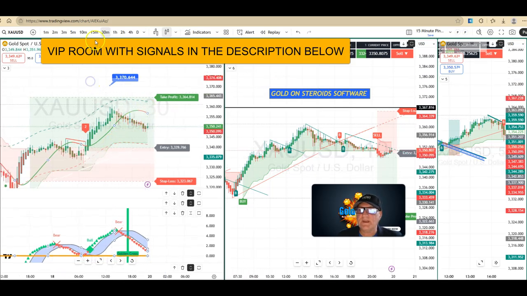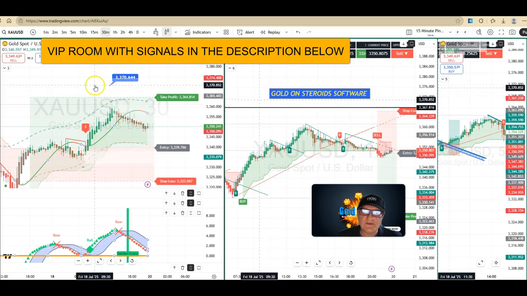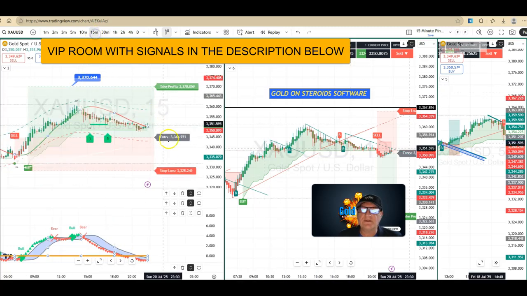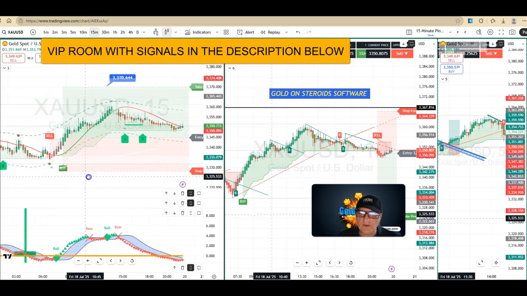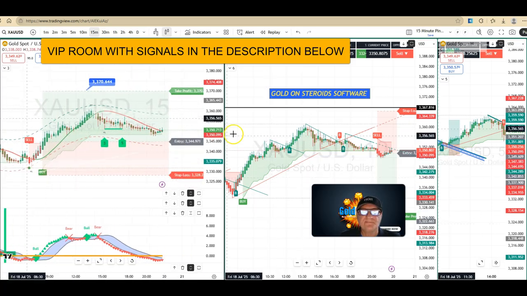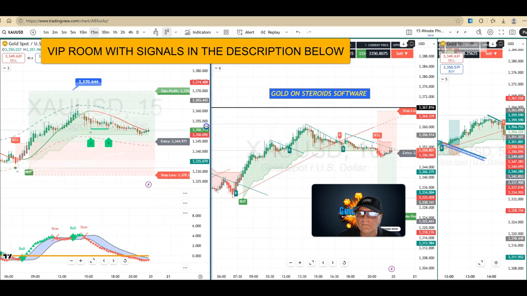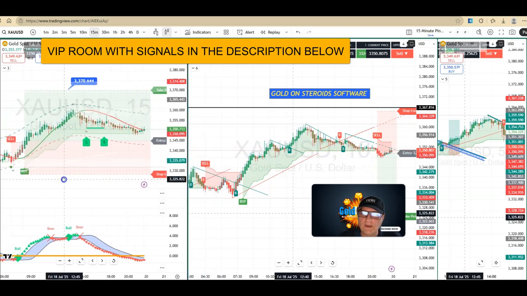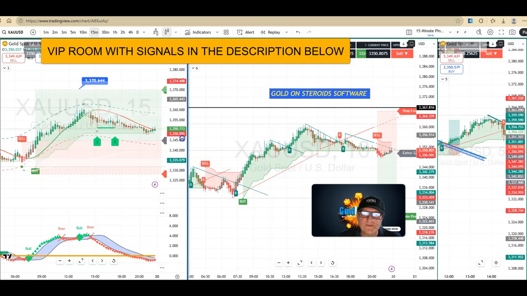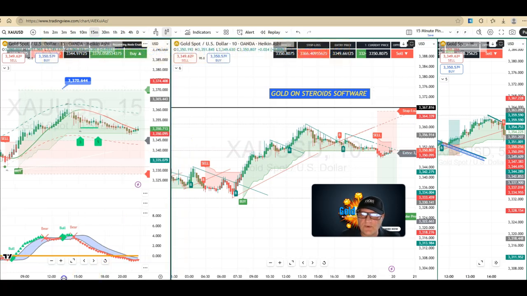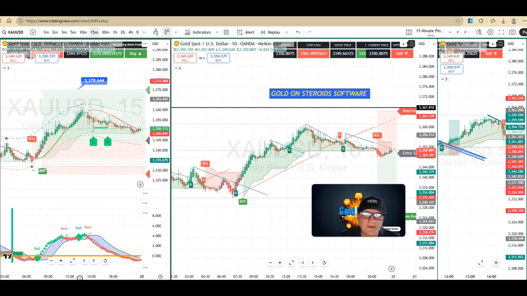So back to the 15-minute. Once I've done the analysis on the 30-minute chart, then I dial down to the 15-minute chart, and I'm looking for an entry. Once I've got that, the only focus I've got on the 15-minute chart is the fact that the price needs to remain above the 50 moving average.